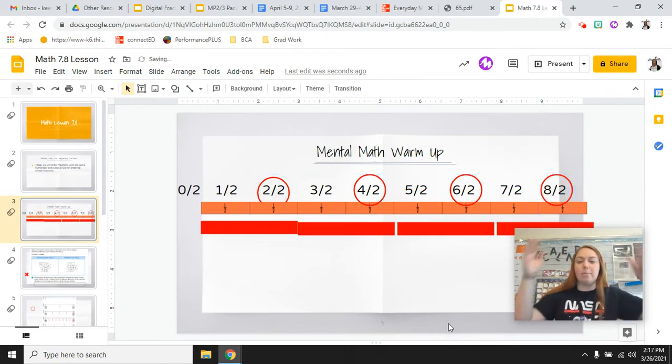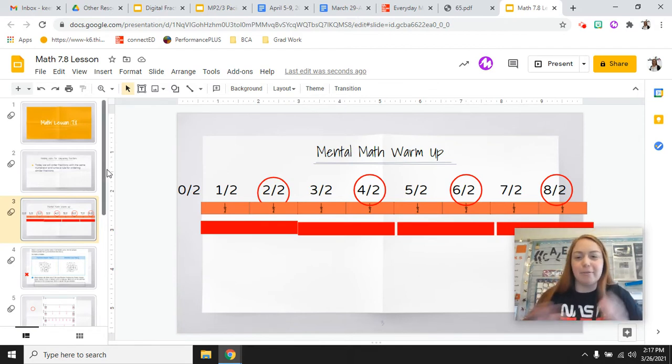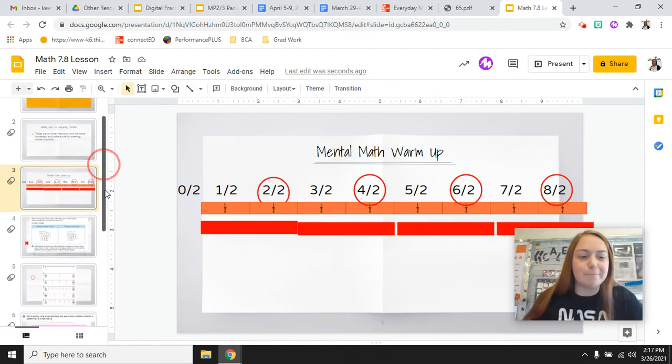So let's try that again. Let's try them all together. Ready? 0 halves, 1 half, 2 halves, 3 halves, 4 halves, 5 halves, 6 halves, 7 halves, 8 halves. All right, maybe we'll try that again. I hope you had fun doing a little bit of movement with our fractions.